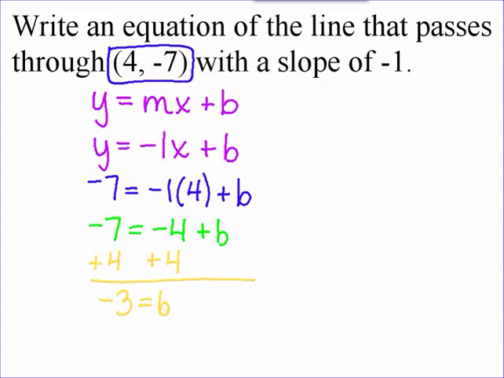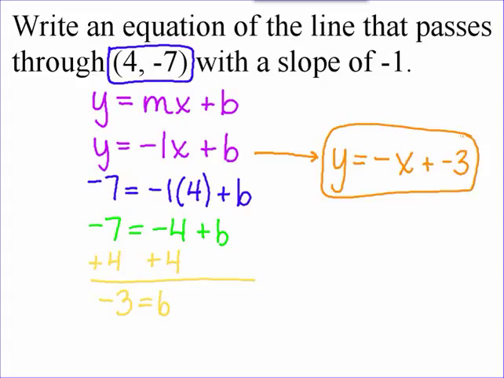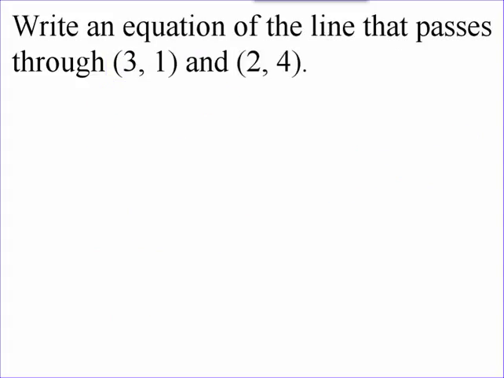Okay, so in plugging in the point (4, -7), you should get your y-intercept to equal negative 3. You're going to go up to your first equation in purple, and so it's going to be negative x plus negative 3. Now, you could have written negative 1x. It's the same thing. So those ones are pretty straightforward. You plug the slope in, plug the point in, and have an answer. But we're going to get to a few more difficult problems, like this one right here.